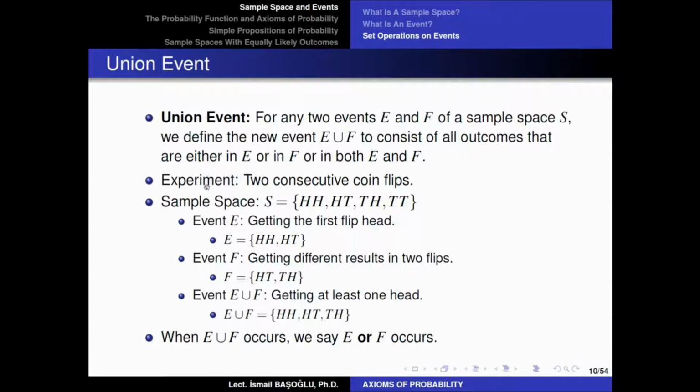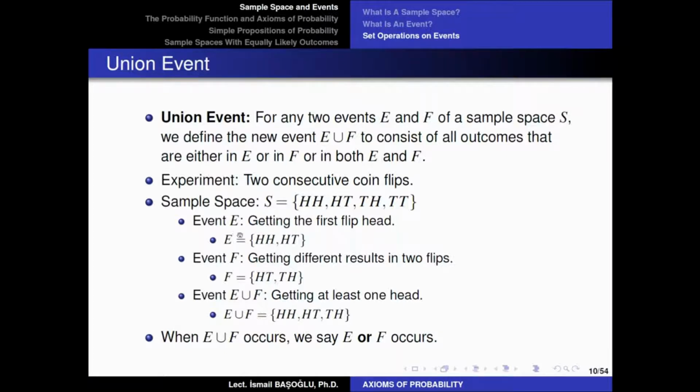Now, consider the experiment where we flip two coins consecutively. Because each coin flip has two possible outcomes, as a combined experiment, two coin flips would have four possible outcomes by the basic principle of counting, which are double head, double tail, first head then tail, or first tail then head. So the sample space contains these four possible outcomes.